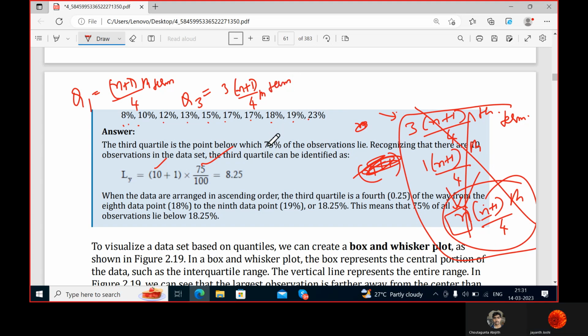And if you want to find out decile or percentile, then what will you do? If I tell you 10th decile, so 10th decile would be 10 into n plus 1 by 10th term. Understood? And if I tell you 95th percentile, so 95 into n plus 1 by 100th term. Understood? You can make a note of this.